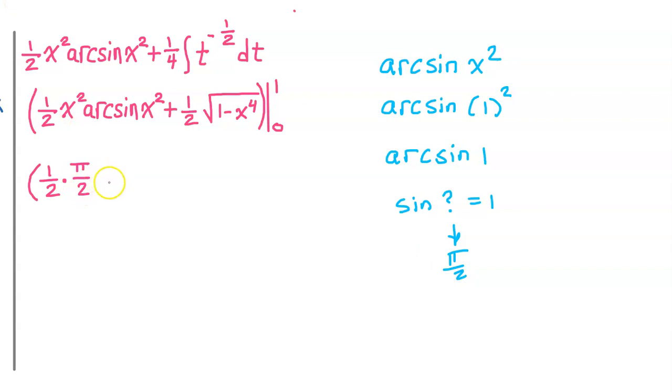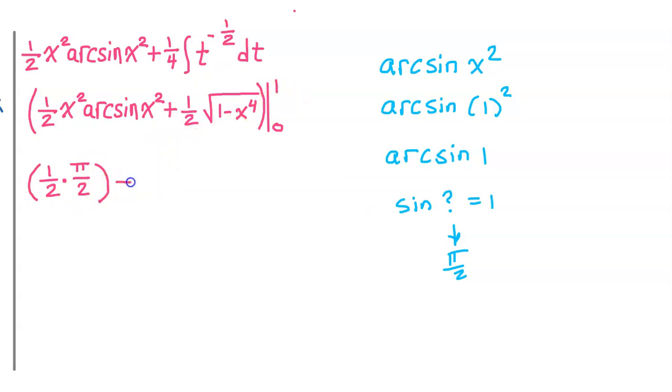So there you go. Then we have plus 1/2 the square root of 1 minus 1 to the 4th power. 1 to the 4th power is 1, so this is really 1 minus 1, which is 0. So this term is gone. So this is the value at 1.